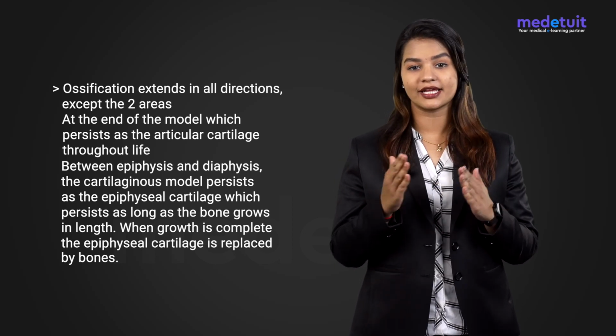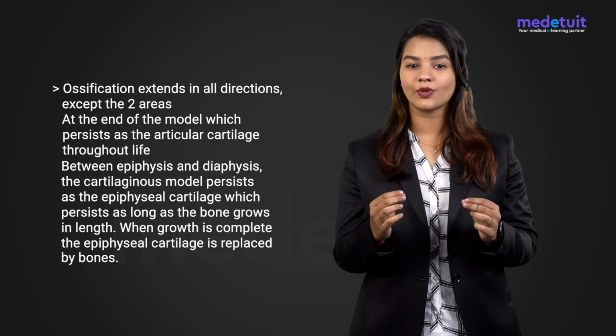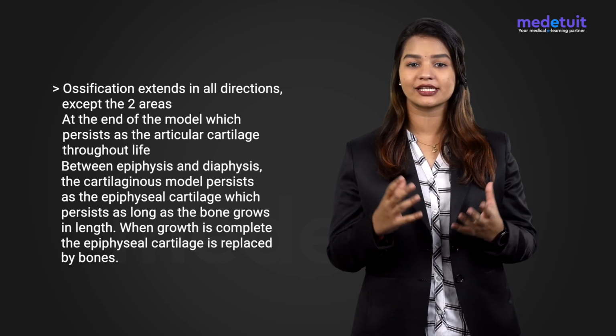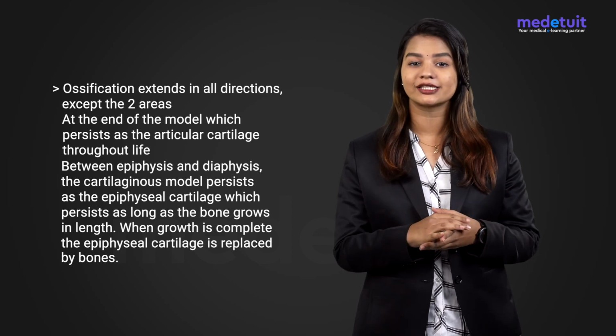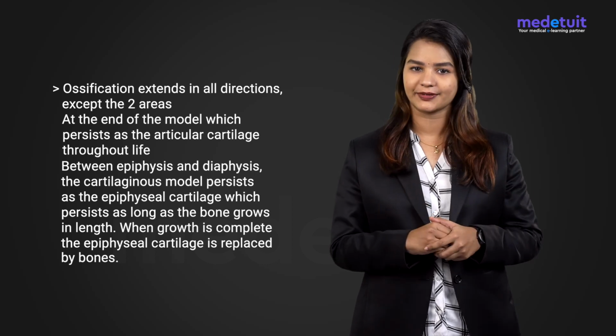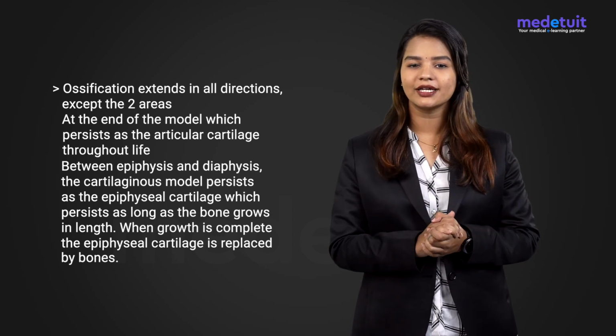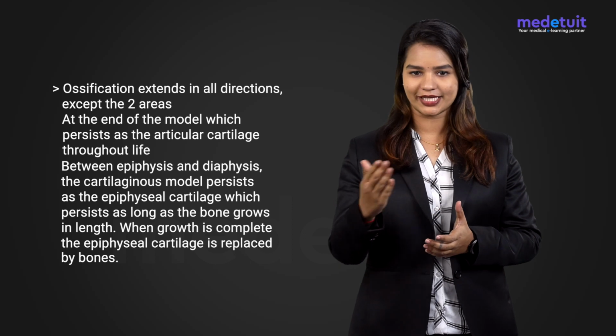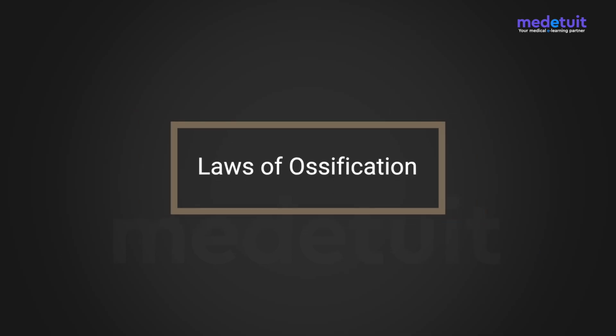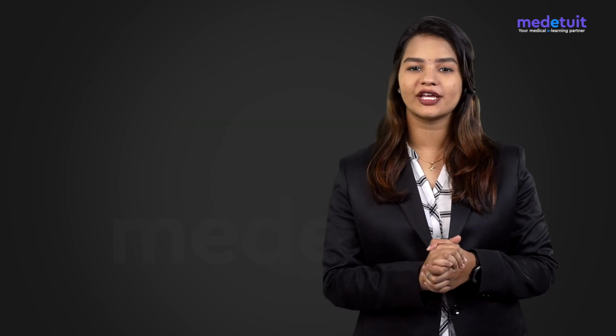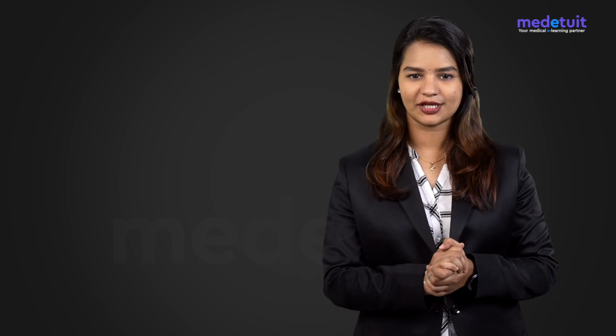Between epiphysis and diaphysis, the cartilaginous model persists as the epiphyseal cartilage, which persists as long as the bone grows in length. When growth is complete, the epiphyseal cartilage is replaced by bone. Once we know the stages of ossification, let's see the laws of ossification.